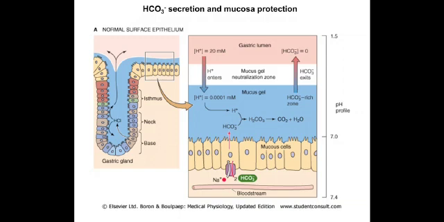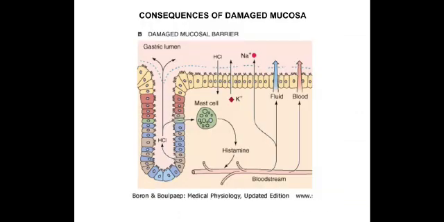As you all know, HCl is very important for the conversion of pepsinogen to pepsin, which is a proteolytic enzyme, wherein protein digestion starts in the stomach. If the mucosa is damaged, you can have different types of gastritis or peptic ulcer.